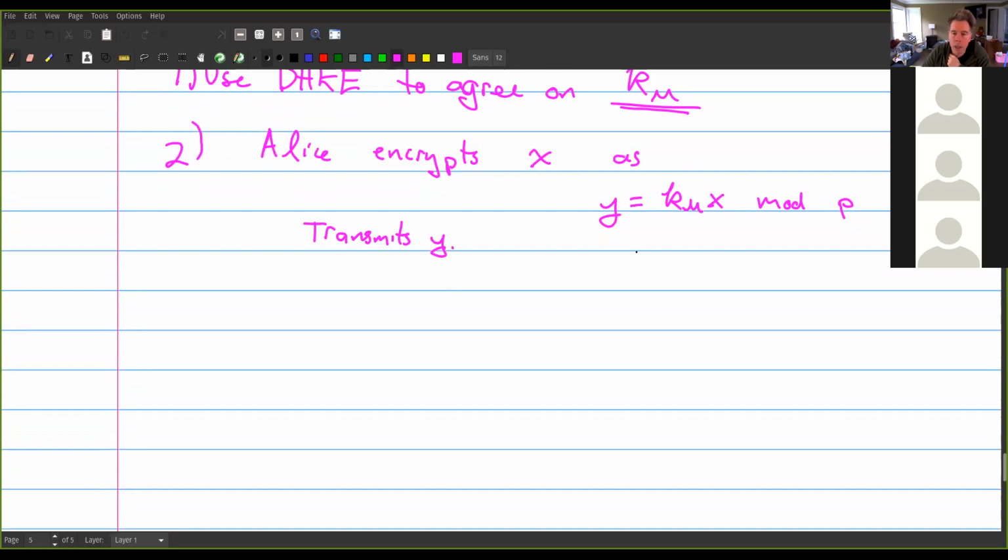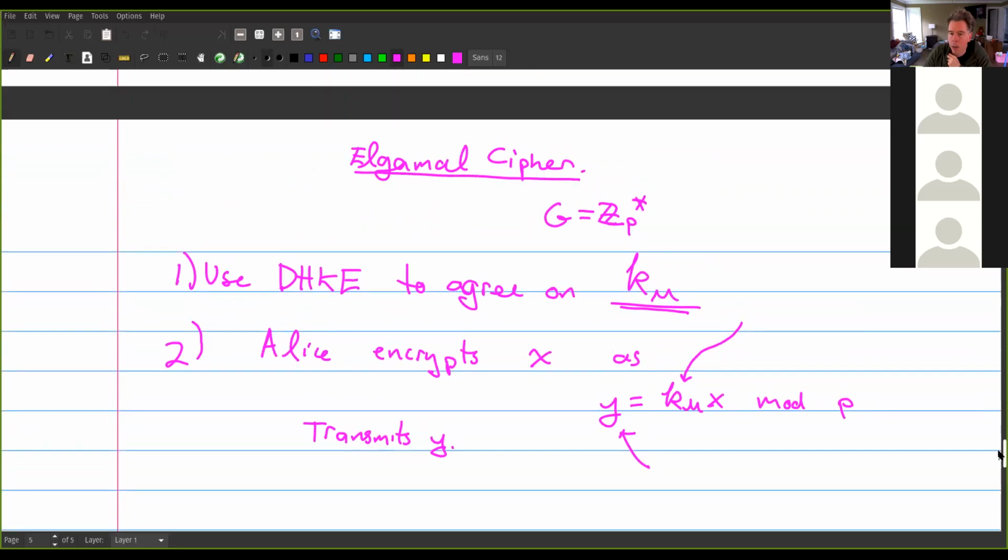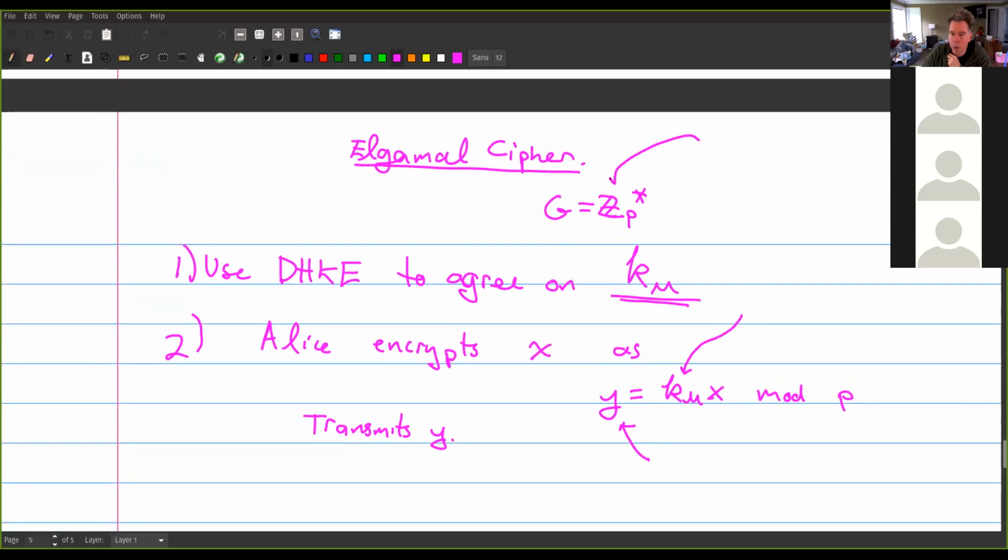Okay, and of course Eve or Oscar or Mallory are going to see Y in transit, but the idea is that they won't have any idea what the shared secret is from their point of view. The shared secret could be potentially any element of this huge group, so any one of 10 to the 1,000 possibilities, and so they can't use brute force to find it because it's so large. And without knowing KM, there's no way to recover X from Y.